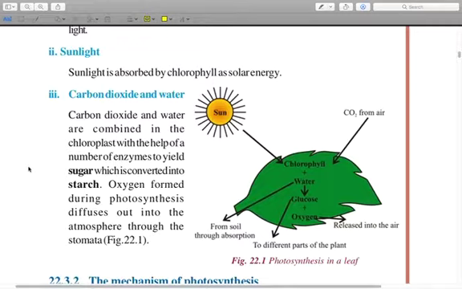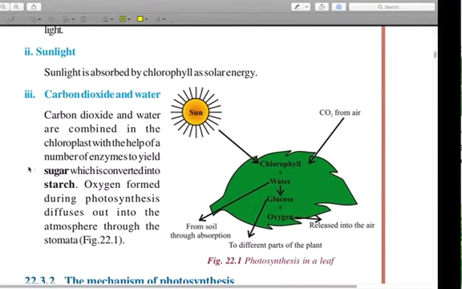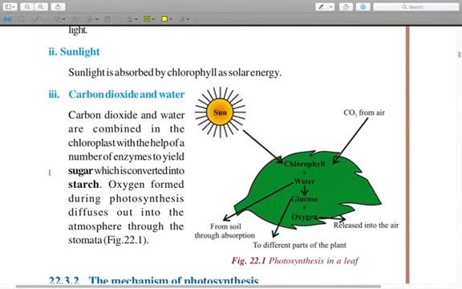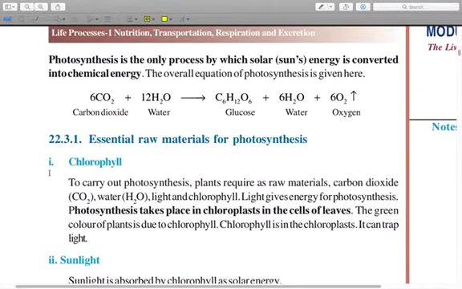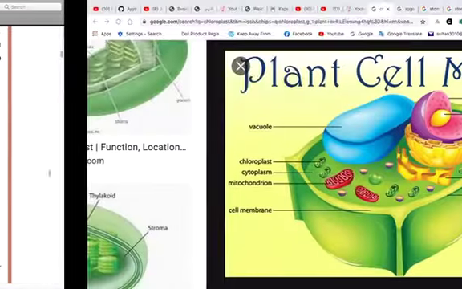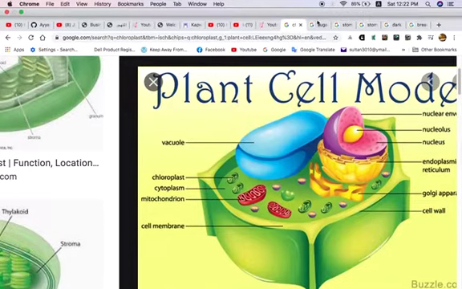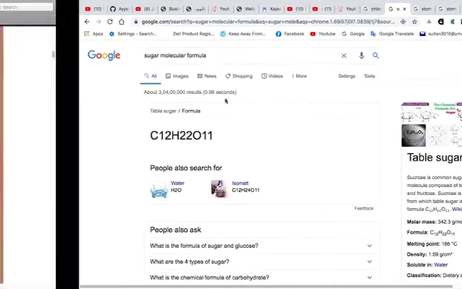So these two are combined in the chloroplast with the help of a number of enzymes. They have not mentioned the names of the enzymes here, but just remember that there are many enzymes that help combine carbon dioxide and water in the chloroplast to yield sugar. So sugar is yielded, it's a molecule.